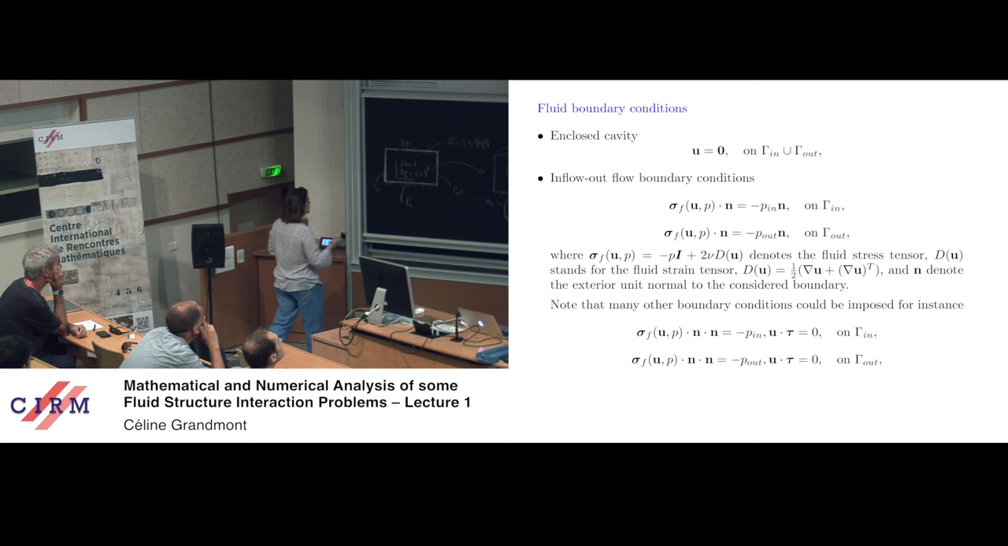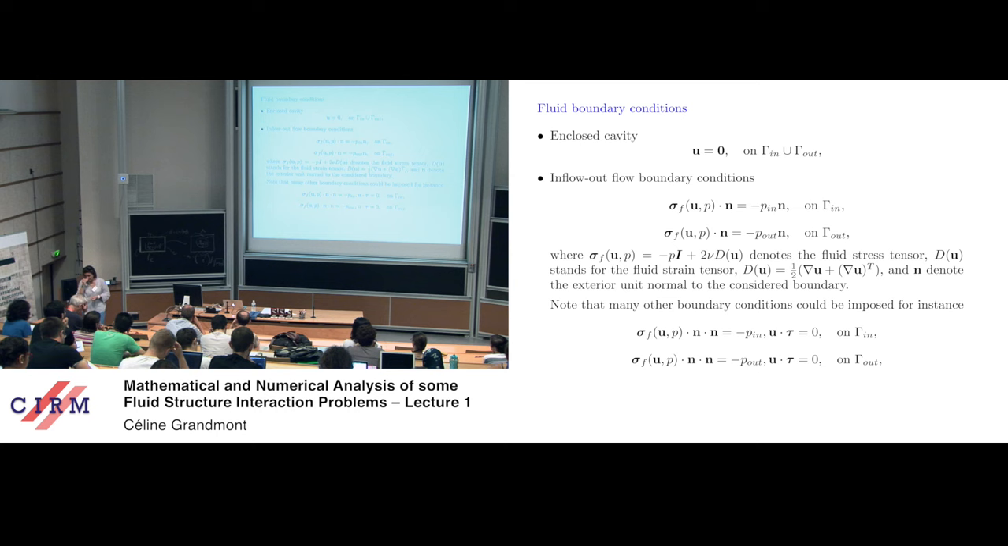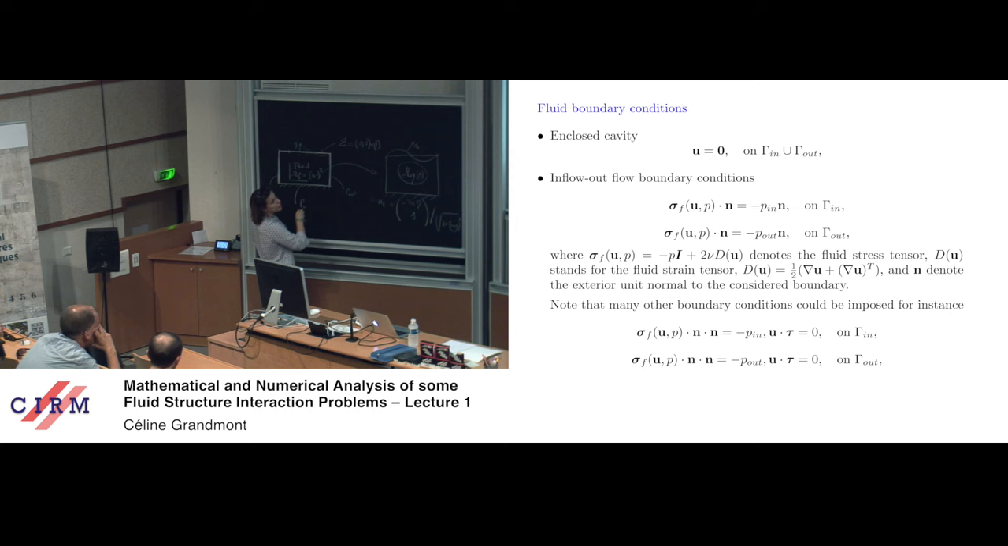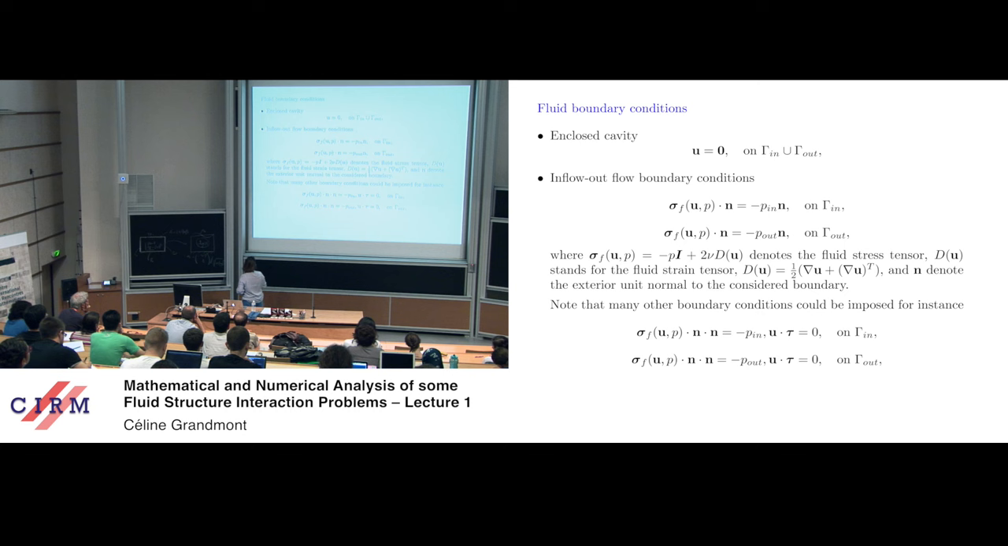So we can also impose Dirichlet boundary condition at the inlet if we have measurement of the velocity at some part of the domain. And we can also consider Neumann boundary conditions at the inlet or at the outlet. So if we consider Neumann boundary condition, the flow will be driven by the pressure jump. And we can also assume other kinds of boundary conditions. So here, those are mixed Neumann Dirichlet boundary conditions, where you impose the fluid velocity to be normal at the inlet and at the outlet.